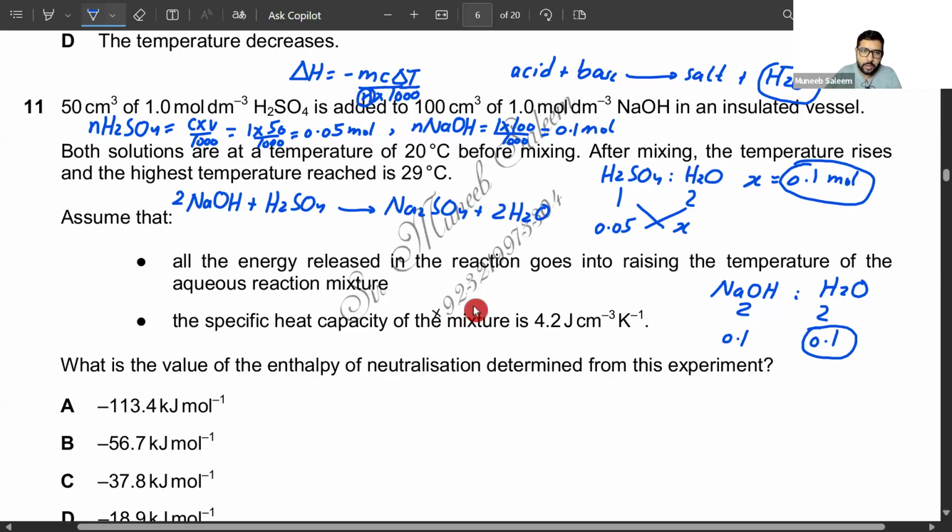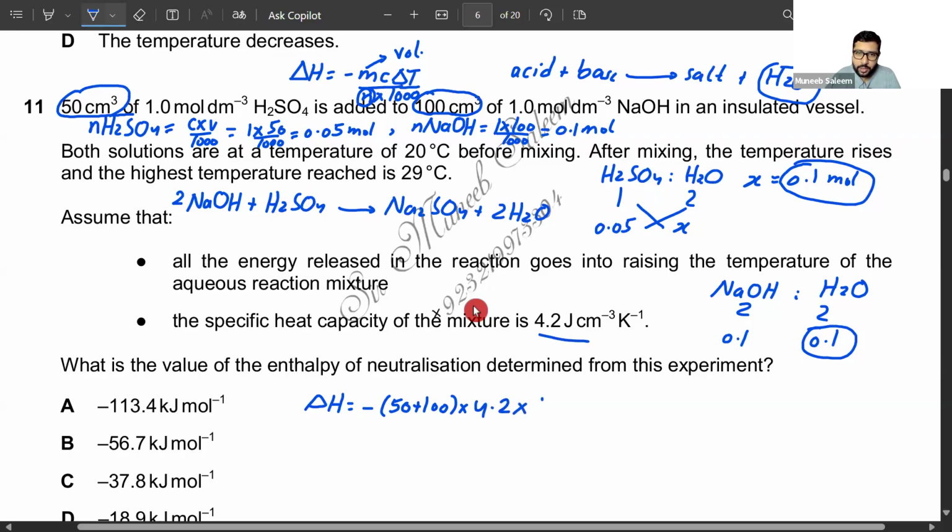Now, we use the formula delta H is equal to minus mc delta T over n. The value of m is basically the volume of the 2 solutions. We have 50 cm cube from the sulfuric acid and 100 cm cube from the NaOH, so we add these 2 values together. So minus m will be equivalent to 50 plus 100, into C. Now C is the specific heat capacity, that is 4.2, already mentioned in the question.